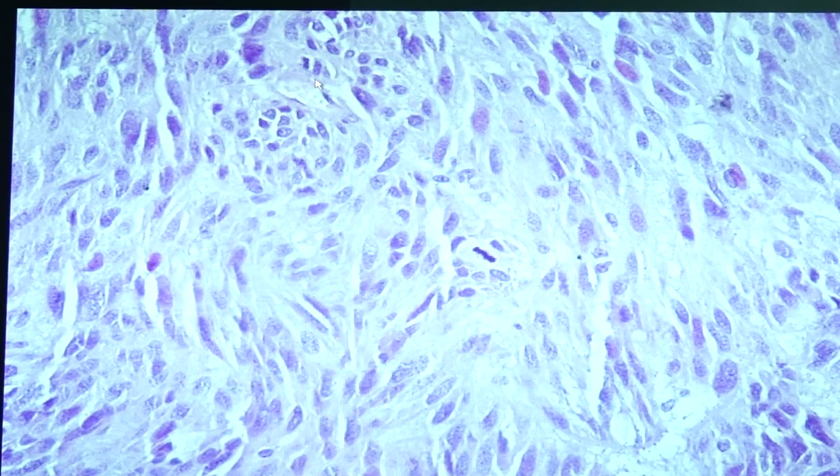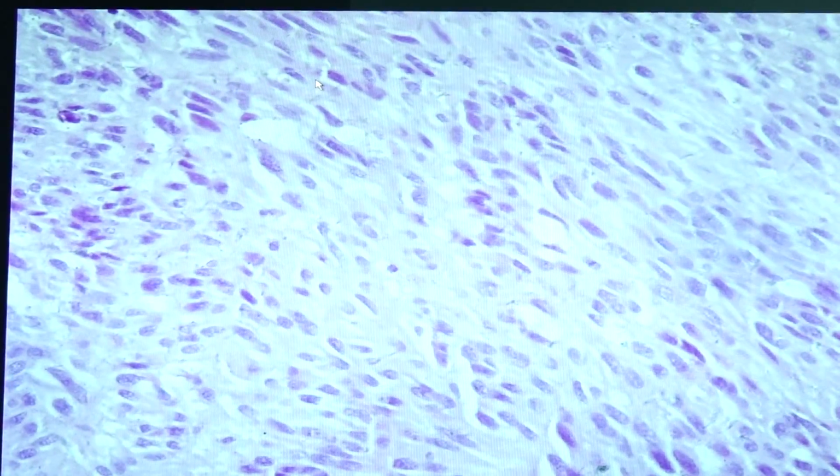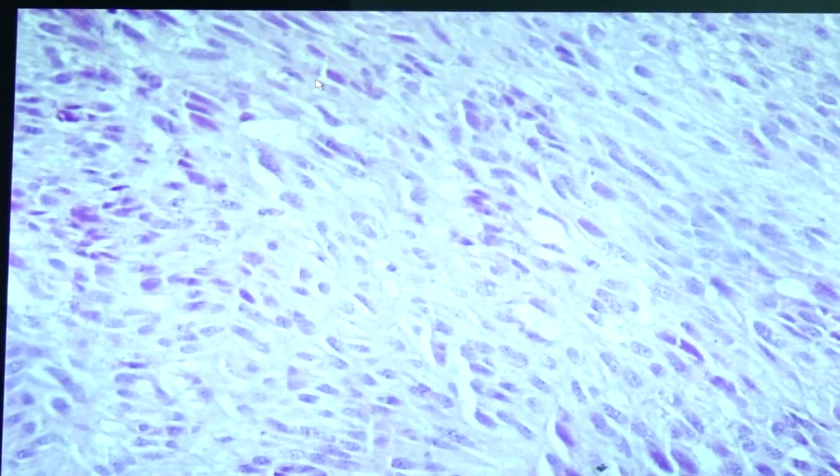And sometimes you would see necrosis, although I only saw hemorrhage in this case, but not necrosis. If we have difficulty in classifying it, we call it a smooth muscle tumor of undetermined malignant potential.